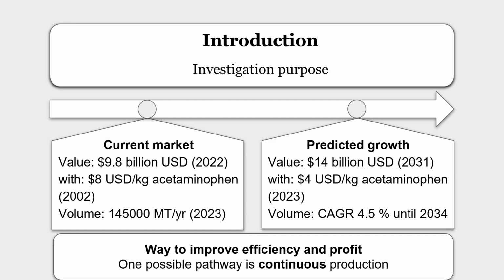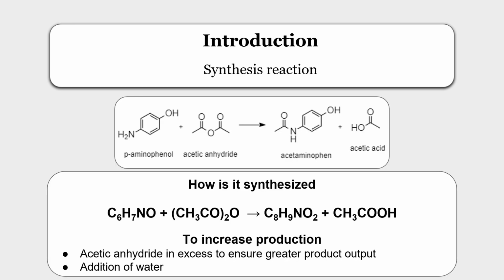For efficiency and profit, we decided to model a scaled-up continuous reactor using small-size batch reactor data. Acetaminophen is synthesized through the acetylation of p-aminophenol using acetic anhydride, forming the active compound along with acetic acid as a byproduct. And by excess input of acetic anhydride and addition of water, we can get greater product output.